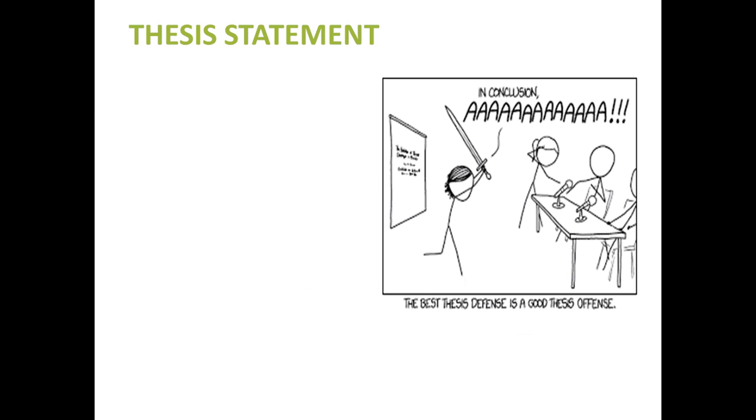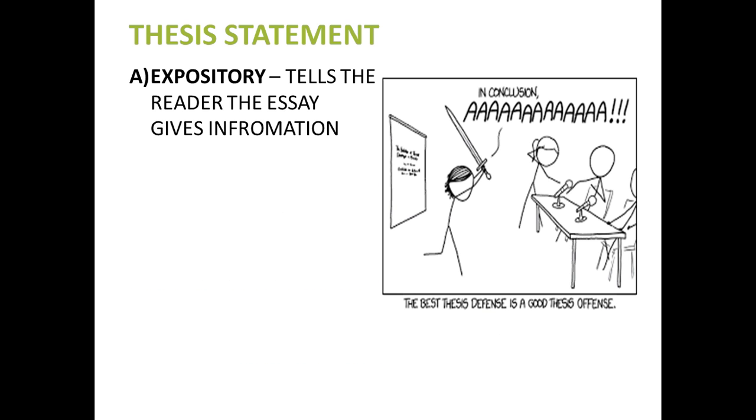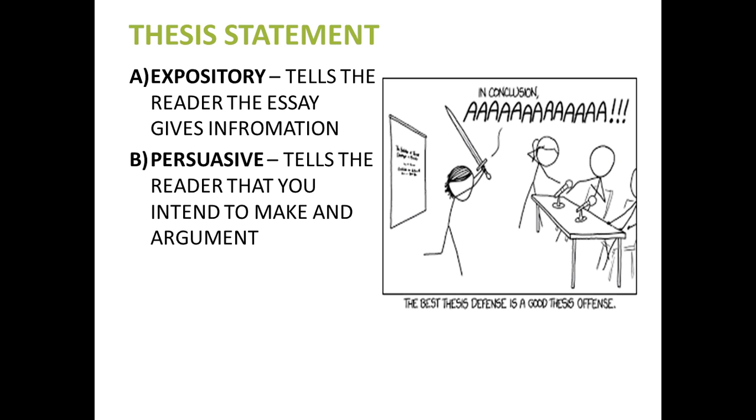All right, your thesis statement. In a 5-paragraph essay, obviously your thesis statement is going to tell the reader what the entire essay is about. So, because of that, if you write it in specific ways, it's going to dictate what kind of an essay you're actually writing. So the first, obviously, is an expository, which tells the reader that the essay is going to actually be giving information. And the second is a persuasive, which tells the reader that you intend to make an argument and how you intend to prove it.